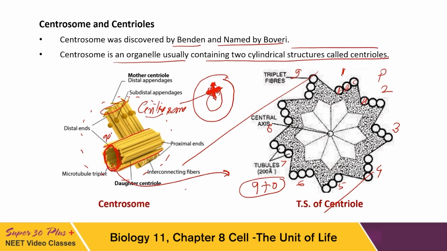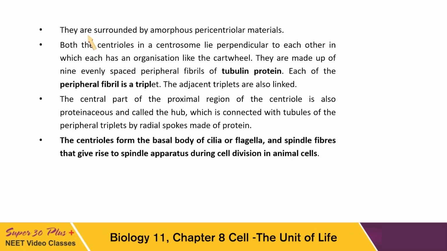Do you remember in the case of cilia, the arrangement was 9 plus 2, and there the peripheral microtubules had 2 subunits. Here it is having 3 subunits, A, B, and C. This is the TS of the centriole. Is it clear? These are surrounded by pericentriolar material, centriolar material.